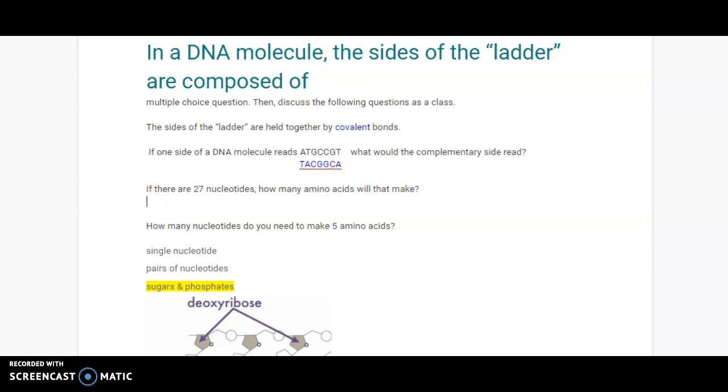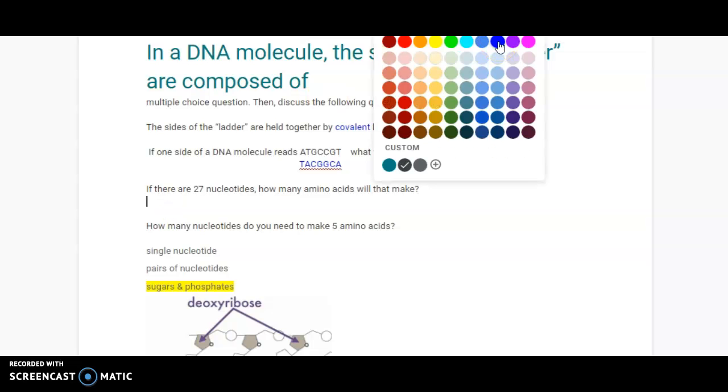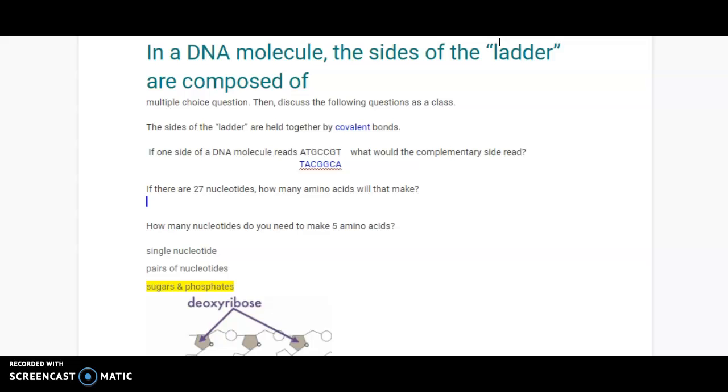What you would do would be 27 divided by 3 would equal 9. If 27 divided by 3 equals 9, that means there's 9 sets of 3, 9 triplets, 9 codons in there, so it would code for 9 amino acids.